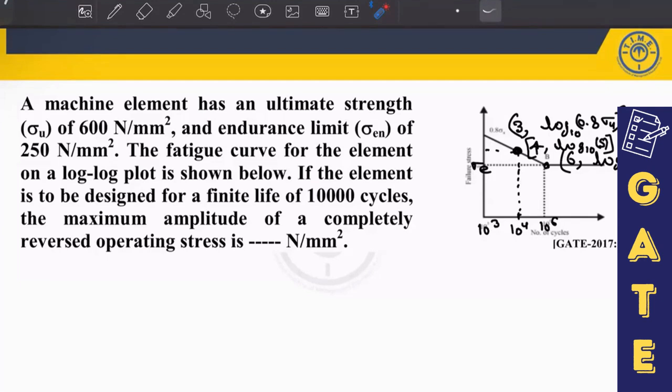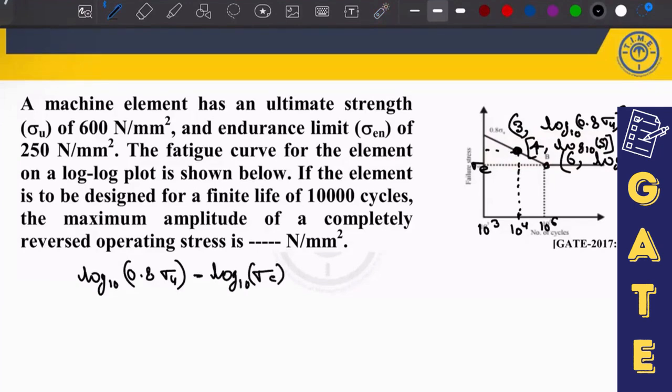Anyone got the answer? Again, you have to consider the same triangle, the outer triangle, whose coordinates you already know. So you can write log base 10 of 0.8 ultimate strength minus log base 10 of endurance strength, divided by what is this coordinate? 6 minus 3. So what I am doing is y2 minus y1.